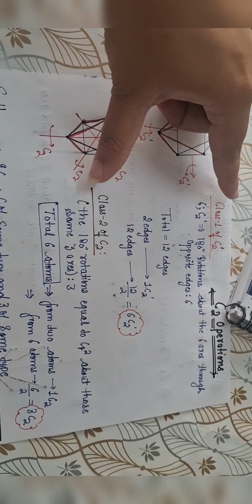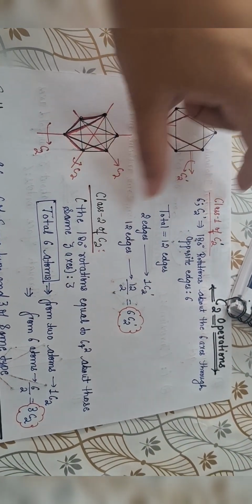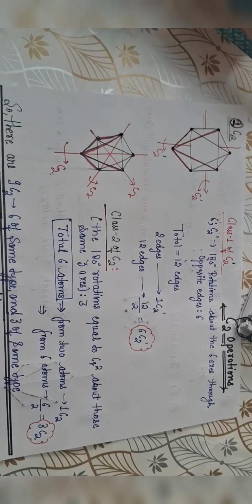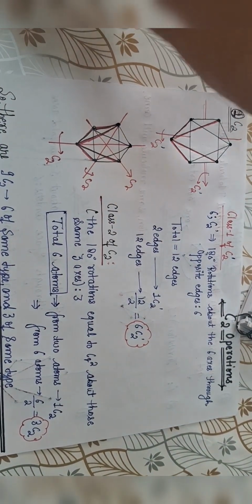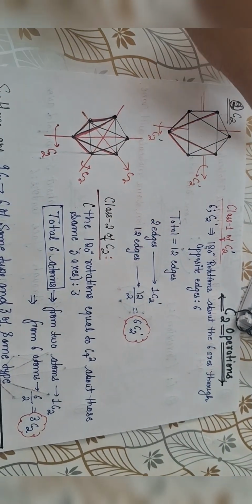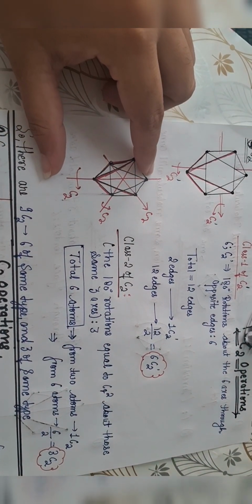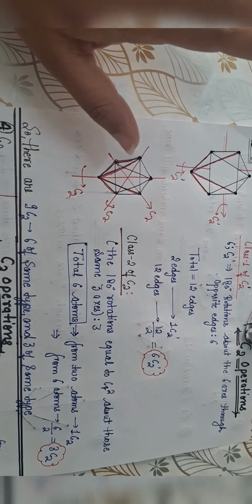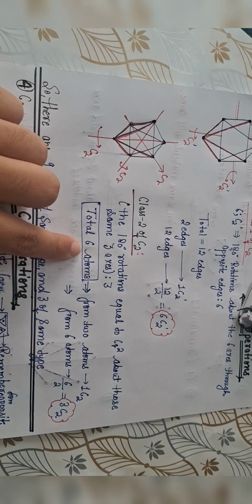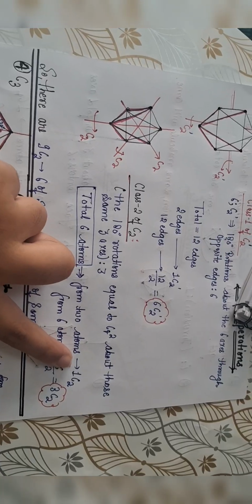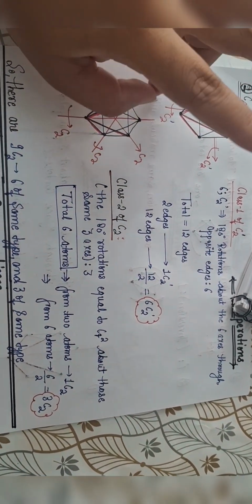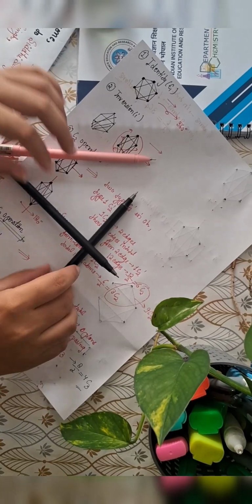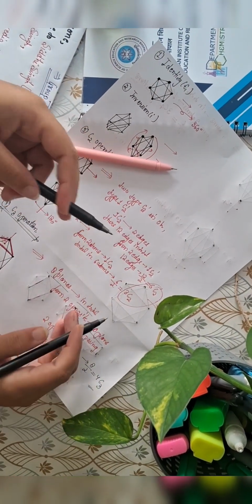Let's have a quick revision of the C2 operation. There were two classes of C2. C2 of one type was passing through two opposite edges of the octahedral molecule. There were a total of 12 edges, and from two edges one C2 was passing. Then from 12 edges, 12 by 2, 6 C2 of one type will be passing through the octahedral molecule. Another class of C2 was passing through two opposite atoms of the octahedral molecule. There were 6 atoms in the octahedral molecule, and from two atoms one C2 is passing. From 6 atoms, 6 by 2, there will be 3 C2 of this type, and in total there are 9 C2 in the octahedral molecule.